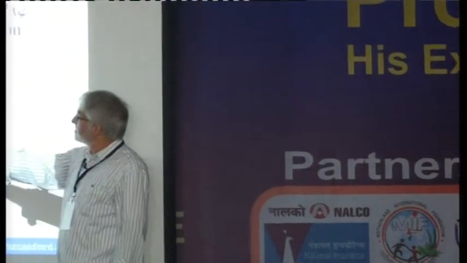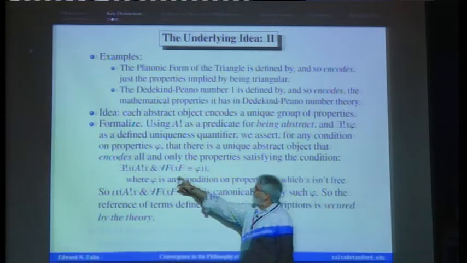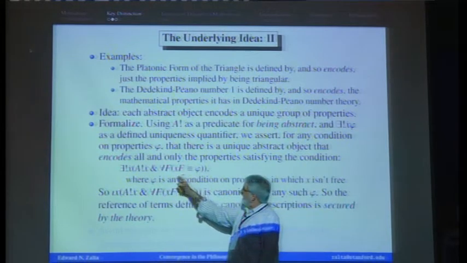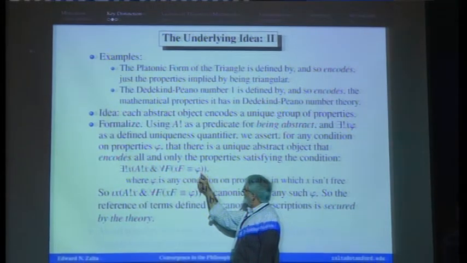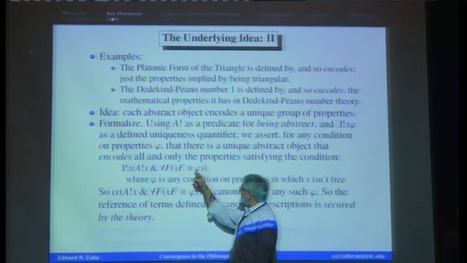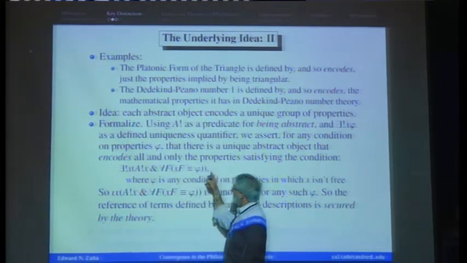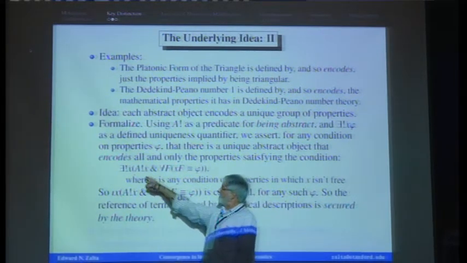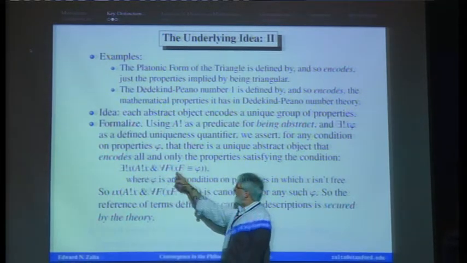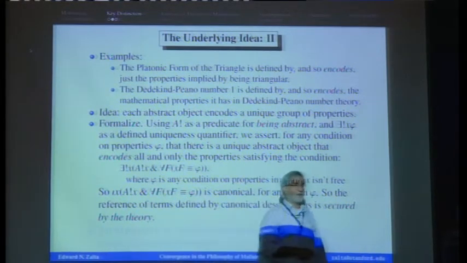So then I'm going to assert that for any properties satisfying, this is now a schema that has an infinite number of instances depending on what formula you put here for phi. If phi is any formula that has a condition on this free variable F, then the result is a statement that's an axiom of the theory of abstract objects. It asserts there is an abstract object that encodes all and only those properties F that satisfy phi.